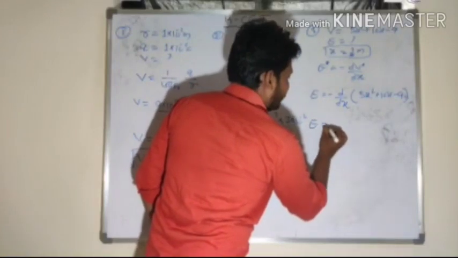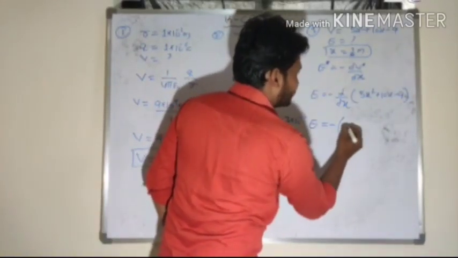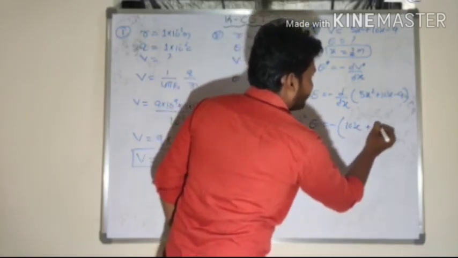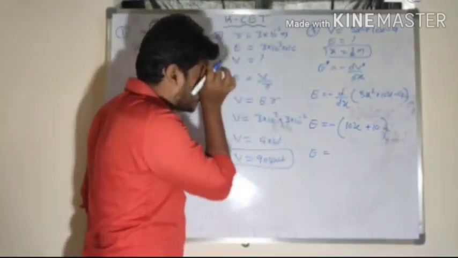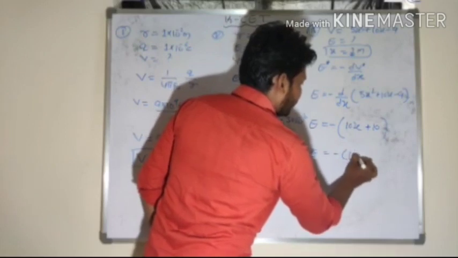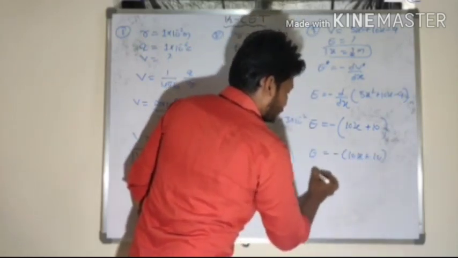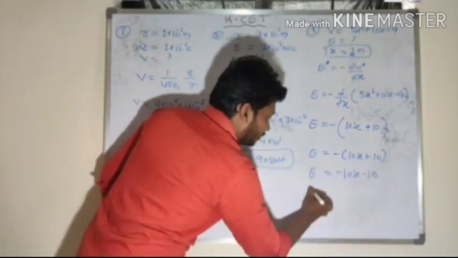So E is equal to minus of, this is 5x square, which means 10x here, plus 10. So E is equal to what? 5x square minus 10 into x plus 10 here. So here, minus 10x minus 10.